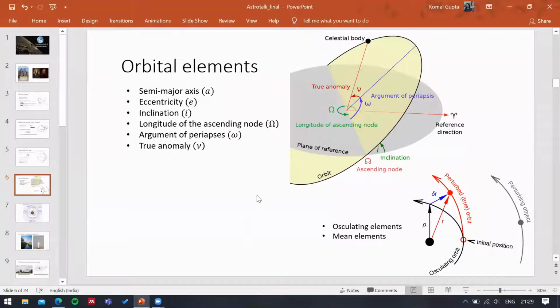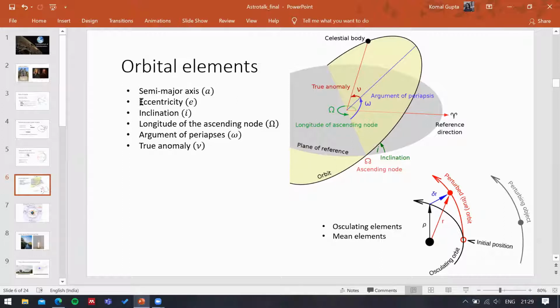So mean elements are the ones that we would usually mean when we're looking at an ephemeris or something like that. And oscillating elements are only true for the time at which they're defined. Okay, so next step.